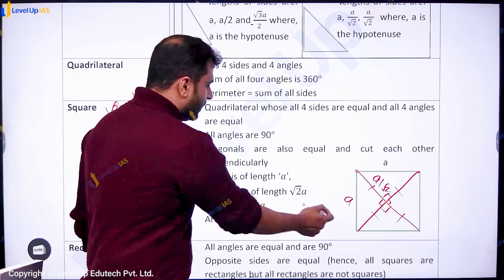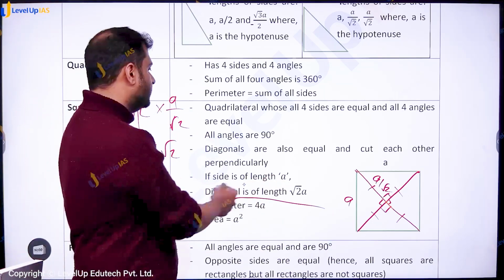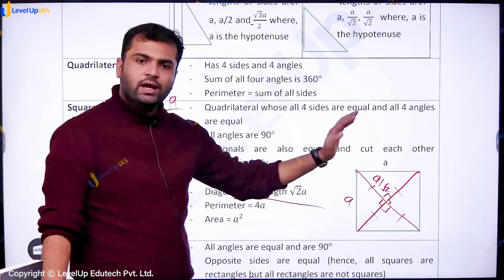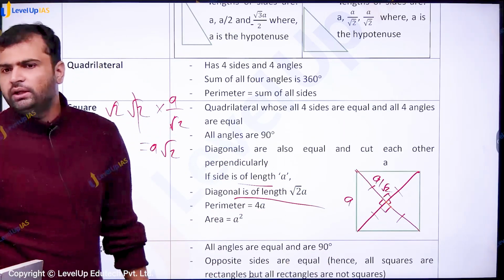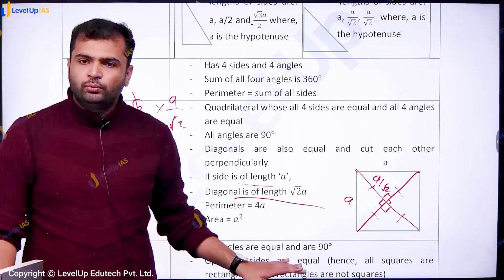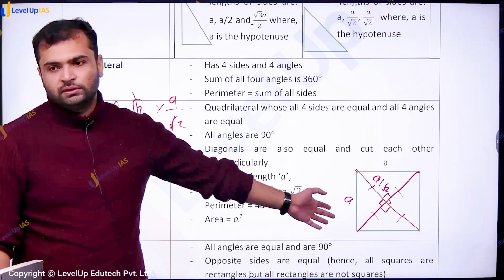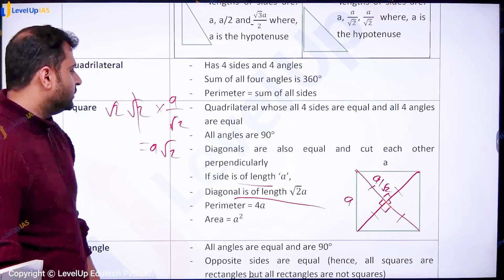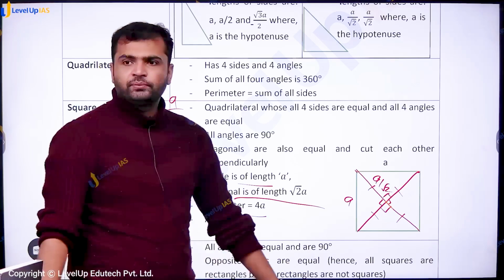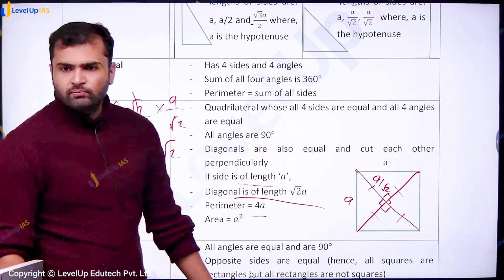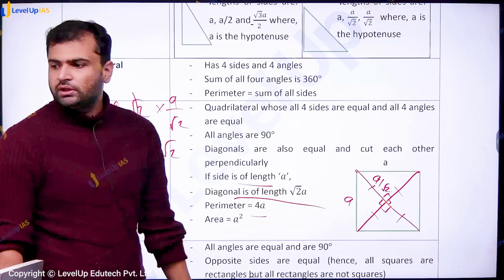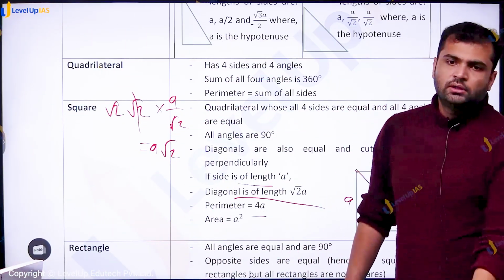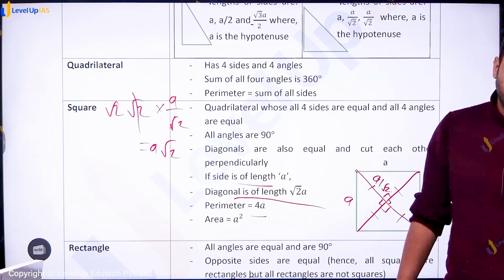Yes, I have mentioned this. Diagonal length is root 2 A, side length is A. Diagonals are equal and cut each other perpendicularly as well as equally. So in a square or in an equilateral triangle, everything that you wish should happen will happen. That is the perfect ideal shape. And perimeter is 4A. If the side is A, perimeter would be 4 times A, the sum of the lengths of the sides. And the area of a square is A square.